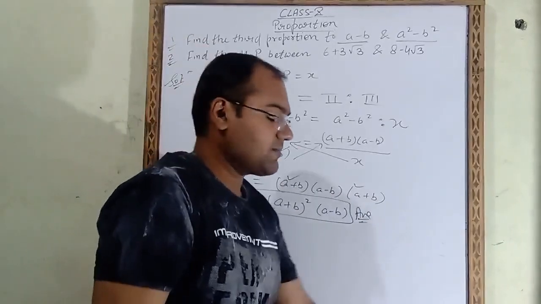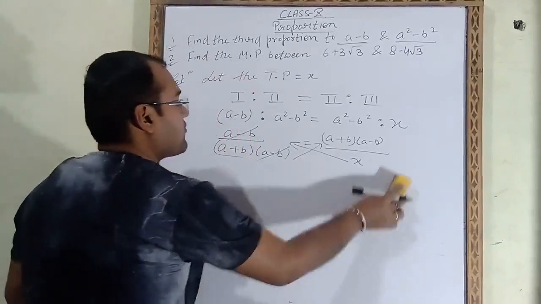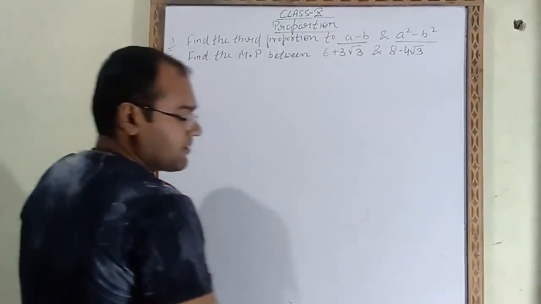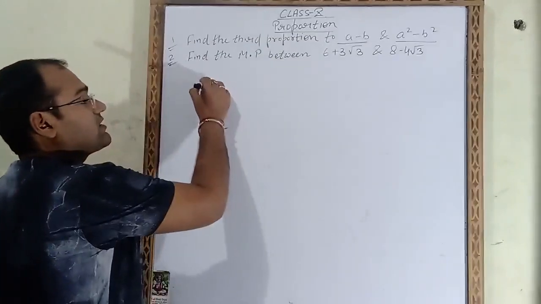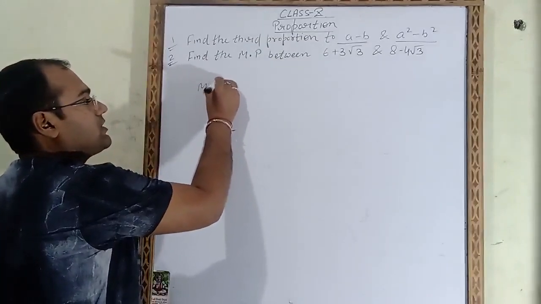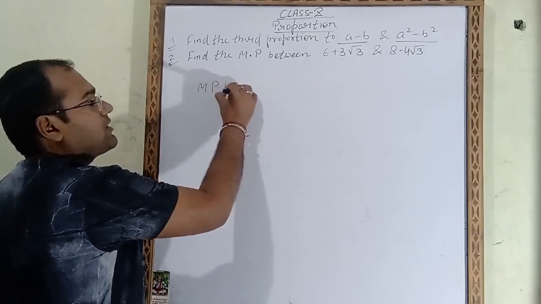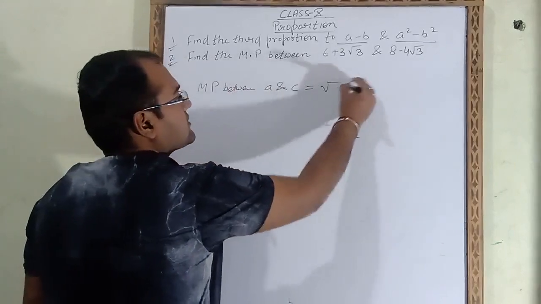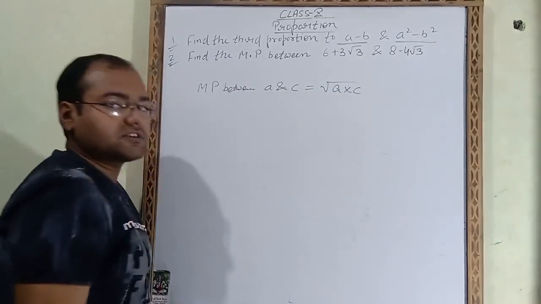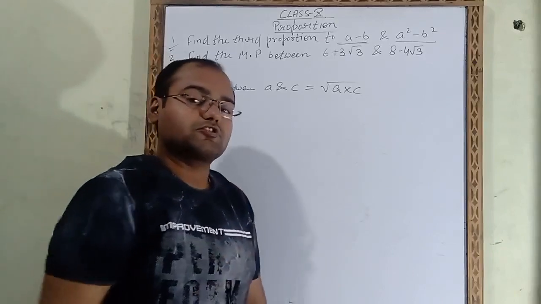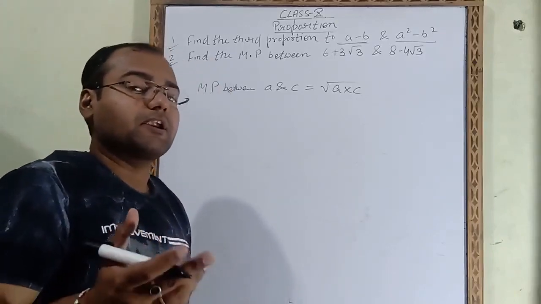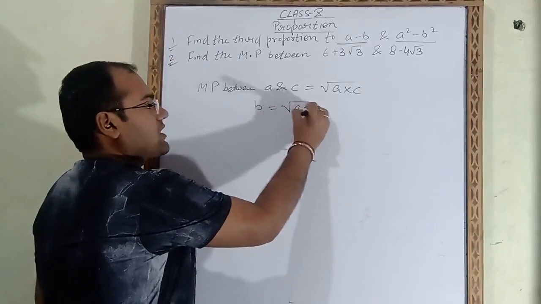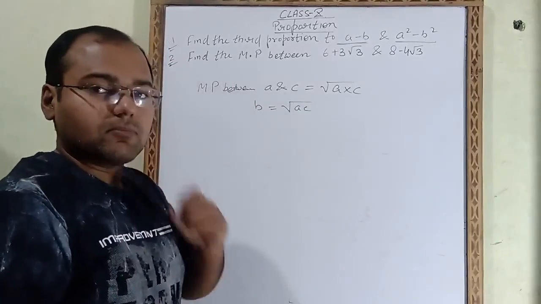Now see one more part. Next question is, we have to find mean proportion. Find the mean proportion. So what is the formula for mean proportion? Mean proportion between a and c is square root of a into c. This is the formula for mean proportion, and mean means middle number. Middle number is b. That means b is equal to square root of ac. This is the formula for mean proportion.